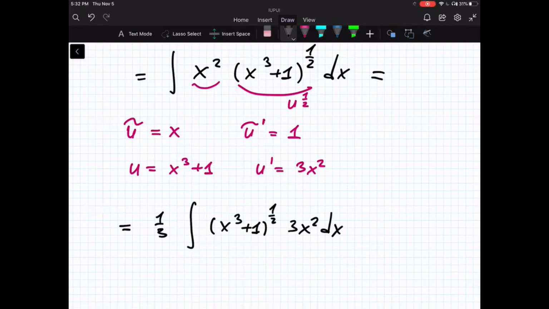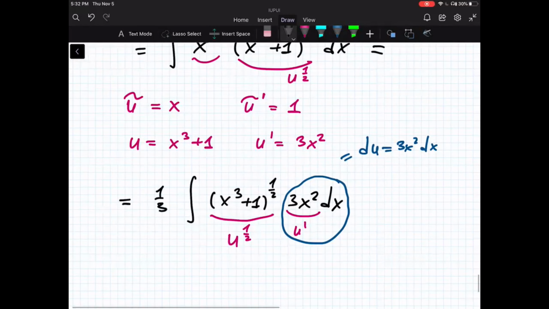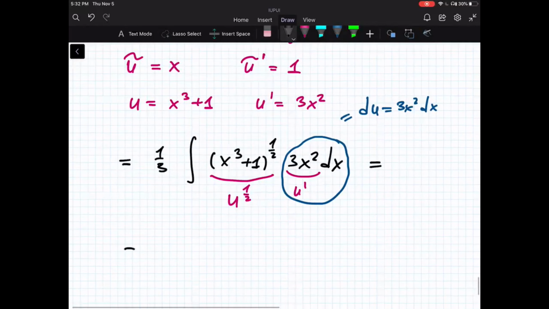And now I indeed see that this is my u to the power 1/2, while this is u prime dx. Or you can think of the whole thing, if you like, in the first form, and then you can see that this is the same as du, which is 3x squared dx. So it's u prime, which is 3x squared, times dx. So either way, now we can use our general power rule.